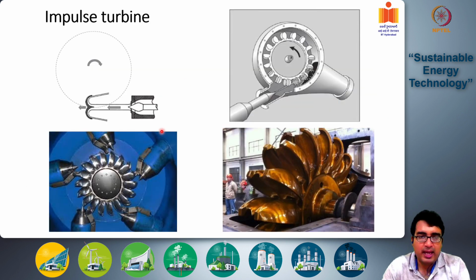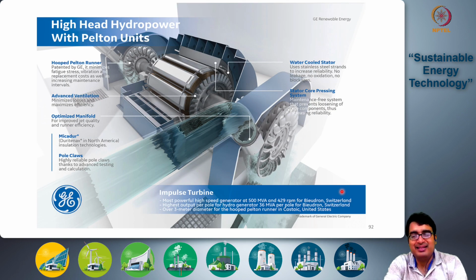So these are some of the actual figures of these kinds of nozzles that are hitting the Pelton wheel. This is an actual, again, you can see it's a large Pelton wheel, an actual photograph of an operating Pelton wheel. So these are still widely used in many parts of the world. Here is a design from General Electric of such a Pelton wheel based turbine.